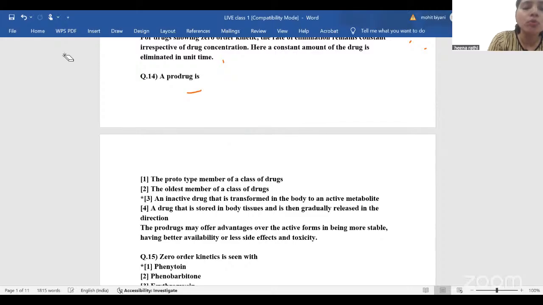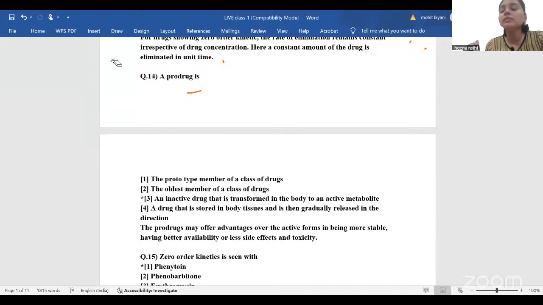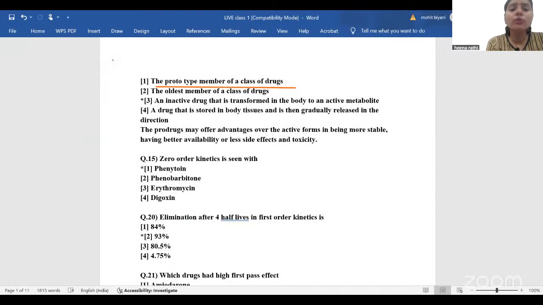It is not a prototype drug. There is a difference between a prototype drug and a prodrug. Prototype means the first drug which was invented in that class. So the prototype member of the drug was not the first drug invented, and it is not the oldest member of a class of drugs either. A prodrug is an inactive drug outside the body that gets activated after metabolization in the body. An inactive drug that is transformed in the body to an active metabolite, right?